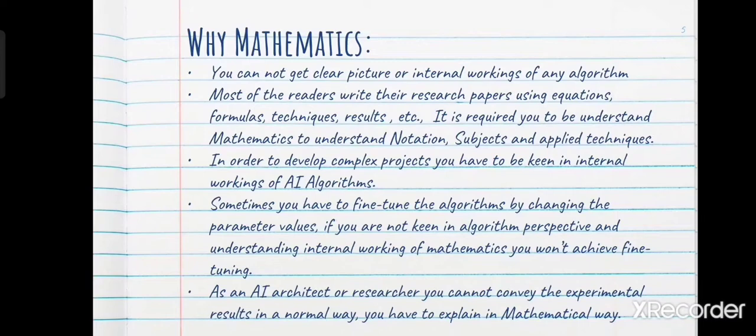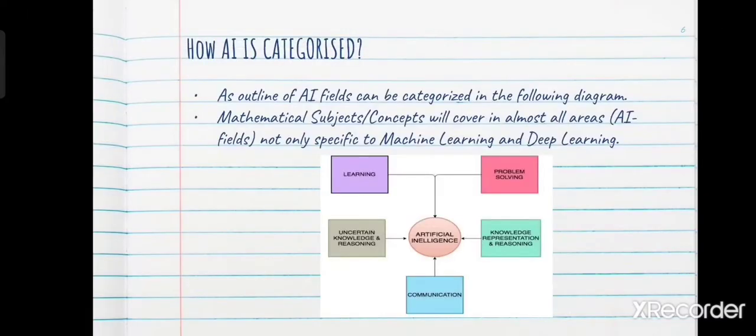So let's see the categories AI is categorized under. There are 5 categories, as an outline of AI fields can be categorized in the following diagram. Mathematical subjects' concepts will cover almost all areas in AI, not specific to machine learning or deep learning. So all the math concepts are being used in AI. The 5 basic categories of AI are learning, problem solving, uncertain knowledge and reasoning, knowledge representation and reasoning, and communication.